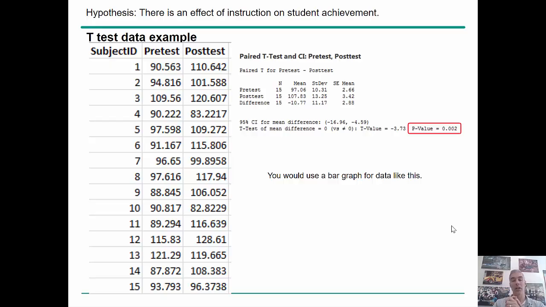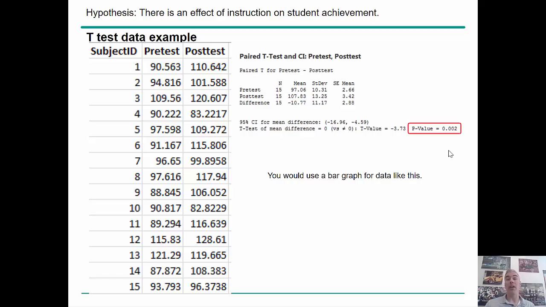Now, you would use a bar graph to graph this. You would take the mean of both, because that's what we care about, it's the mean of both, and then we would graph those means, and then we would add error bars to them. This would also, if you notice, a p-value of 0.002. Is that less than 0.05 or greater than 0.05?